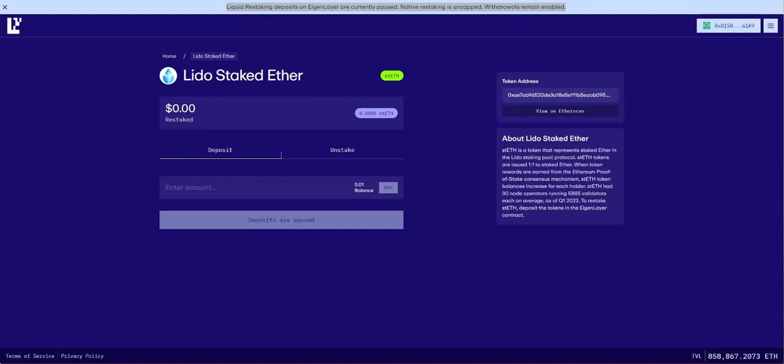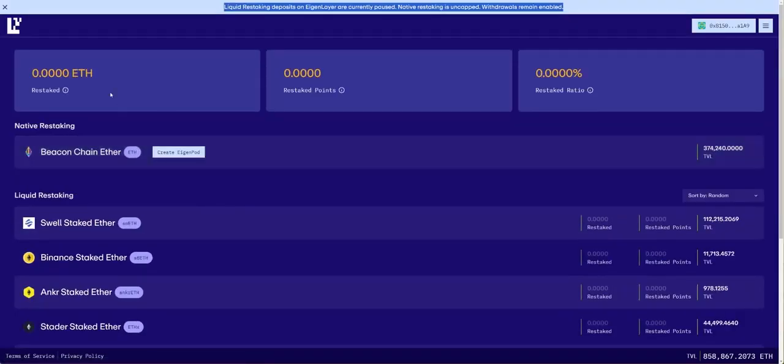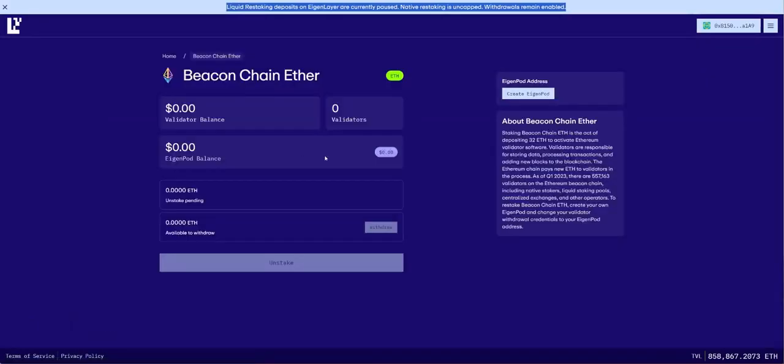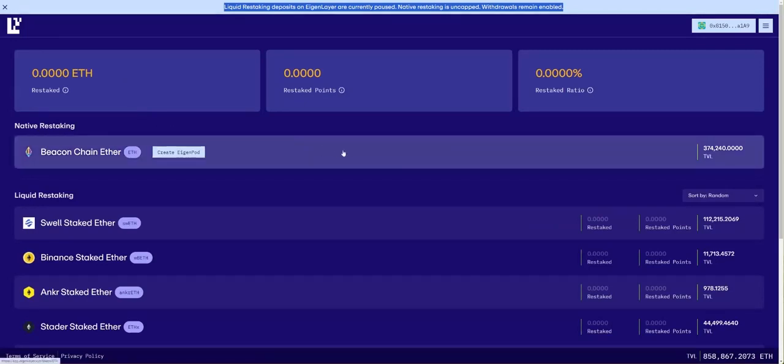Usually, most of the time, it's working. But this is just LSD restaking. There's also native restaking that you can do directly, using the beacon chain, of course. So you would be able to immediately deposit some ETH to restake, right? If you're running your own validator node with 32 ETH and you want to restake it, you can do that.